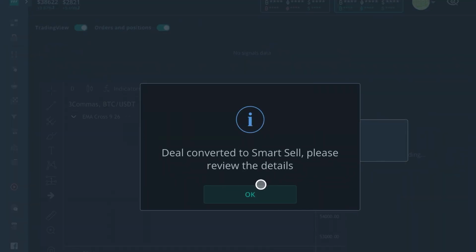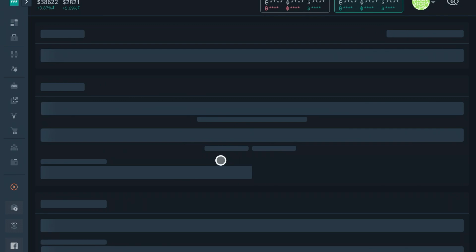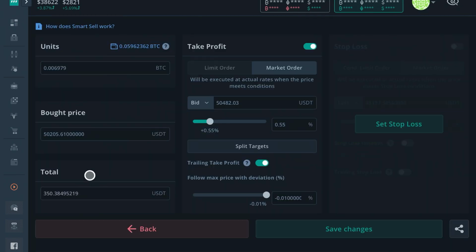So now we have to review the details, and it should all be set up just like it was from your bot. So you have 350 in the trade. This is what you bought at. This would be your take profit. We can go ahead and reduce this so we can get out of this trade easier. So now we can manually reduce our take profit target to, let's just go ahead and put it at 0.15 so we can get out of this trade as quickly as possible.